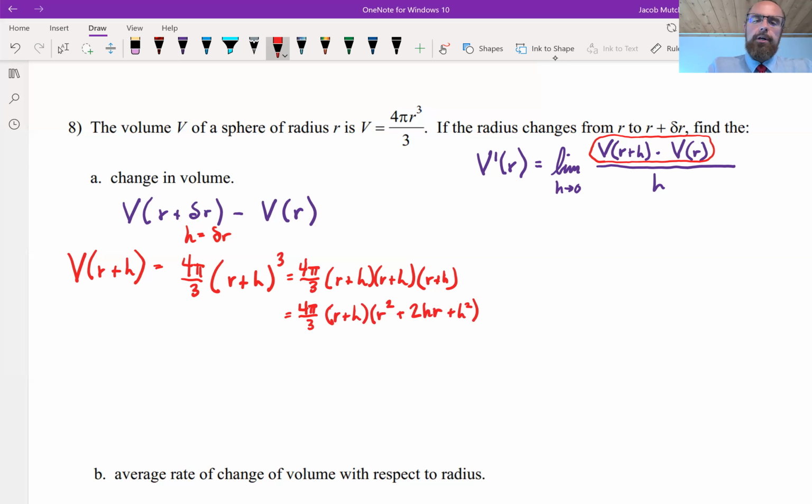Now I want to distribute r through that trinomial and then h through the trinomial. So this will be 4 pi over 3. And then I'm going to distribute the r. So I should draw where I'm distributing it. So to each of those 3 terms. So first what I've got is r times r squared. So that's r cubed. Secondly, r times 2hr, that's 2hr squared. Thirdly, r times h squared, so that's plus 1rh squared.